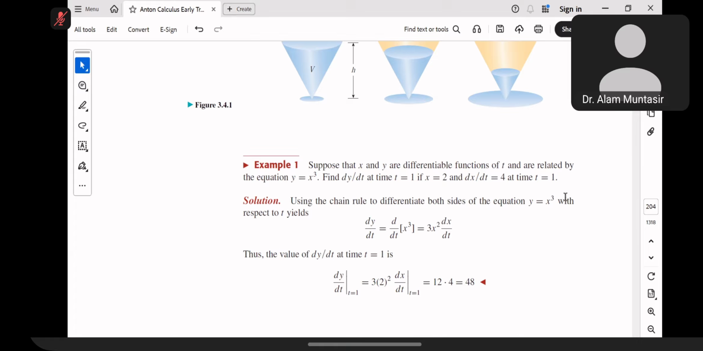So you have to apply chain rule on the right hand side. Since x cube is a function of x, first you have to take the differentiation with respect to x and then x with respect to t. So eventually it becomes 3x square into dx by dt. Okay, is that clear?